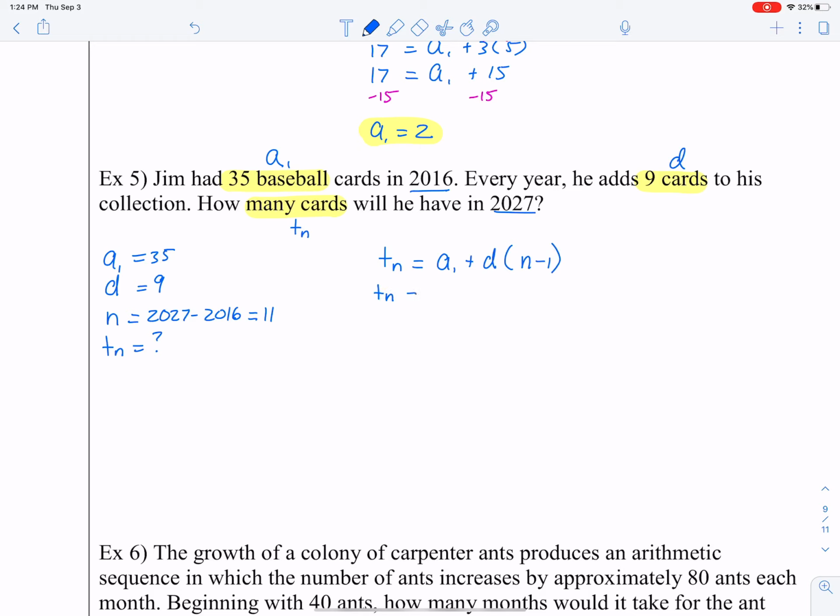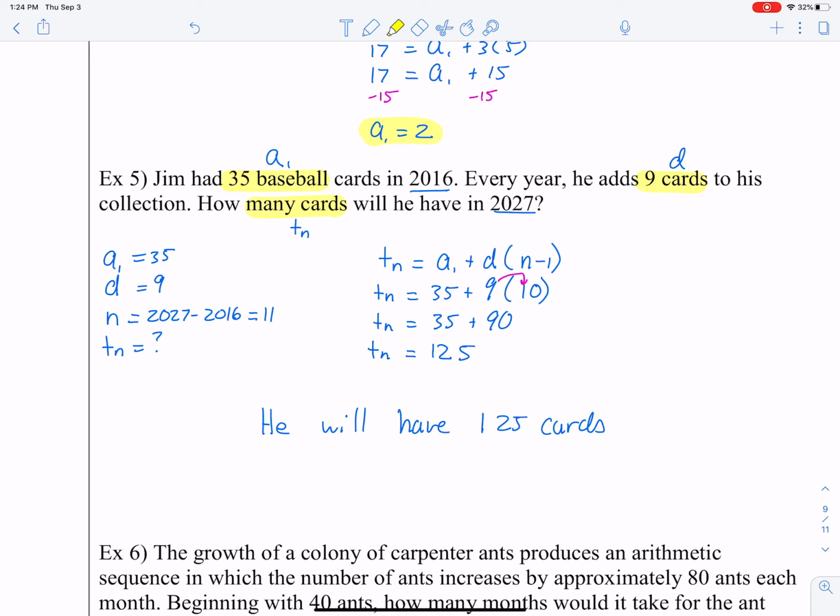And we don't know our TN. We know our A1 is 35, our D is 9, and our N is 11. 11 minus 1 gives us 10. So I'm going to write it like that. So now we have 9 times 10. So TN is equal to 35 plus 90. And then we can add 35 and 90 together. So we get 125. So he will have 125 cards in 2027.